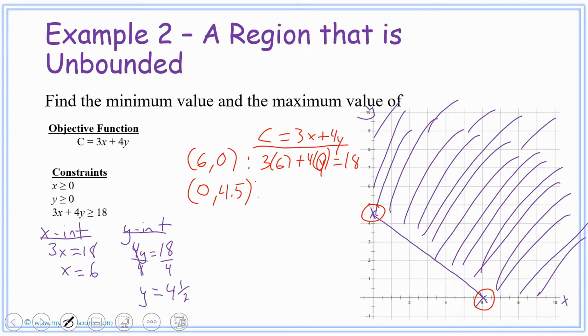For our second one there, we're going to have 3 times 0 plus 4 times 4.5. 4 times 4 is 16, and half of that is 2, so we get 18 again. So we get two minimum values there. And the reason why we say minimum is if I was to choose any other value and try to use it, we see that it only increases. We don't have a maximum value because it's unbounded. There's no cap to this, and so we can only have a minimum value. And in this scenario, our case, our min would be 18.